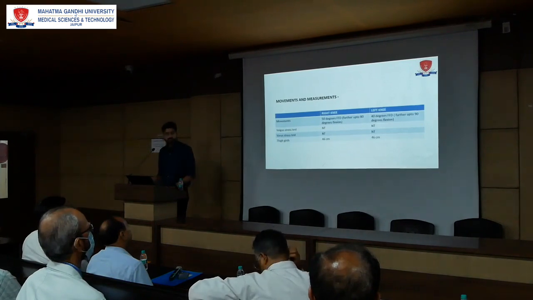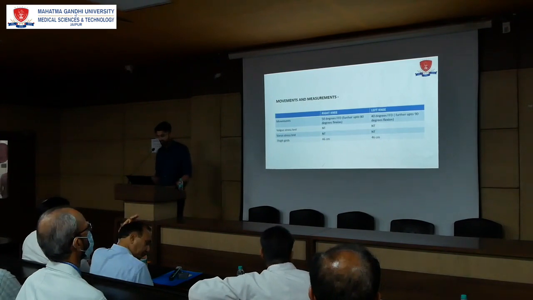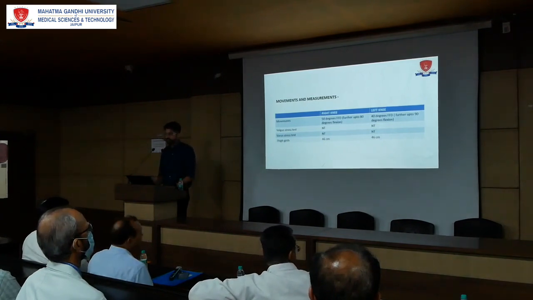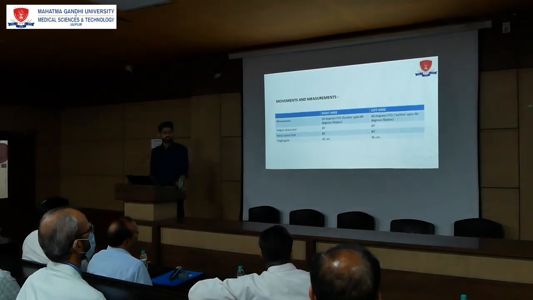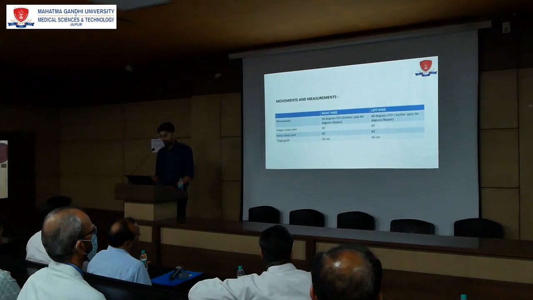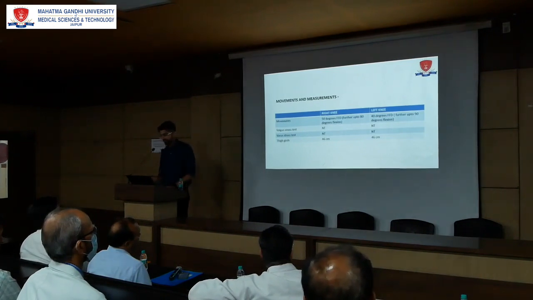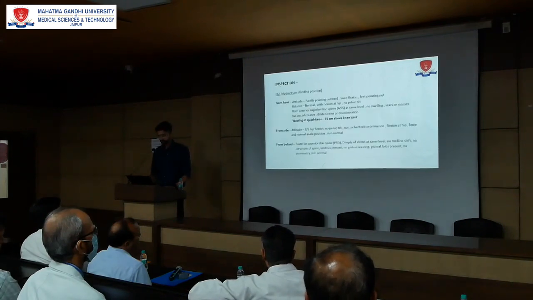In the right knee, we have 50 degrees of fixed flexion deformity, which is further flexible up to 80 degrees of flexion. And in the left knee, we have 40 degrees of fixed flexion deformity, further up to 90 degrees. The varus and valgus stress tests were not testable because the patient was in much pain, and the thigh girth on both the sides, 15 centimeters above the joint line, was 46 centimeters.